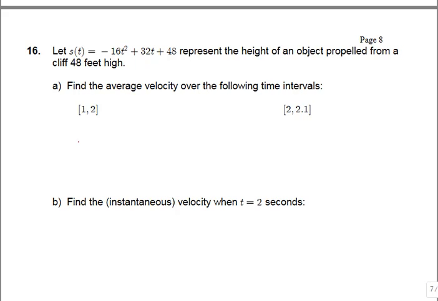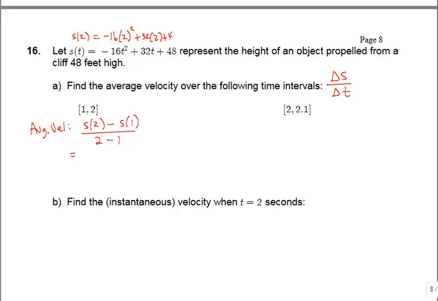So this is just that basic formula, change in s over change in t, change in position over change in time. And these are my two different times that I'm looking at. So the average velocity would be position at time 2 minus position at time 1 over 2 minus 1. So let's go ahead and find out what those are. To find position at time 2, you're just plugging in 2 into this formula. So negative 16 times 2 squared plus 32 times 2 plus 48. And that turns out to equal 48 feet.